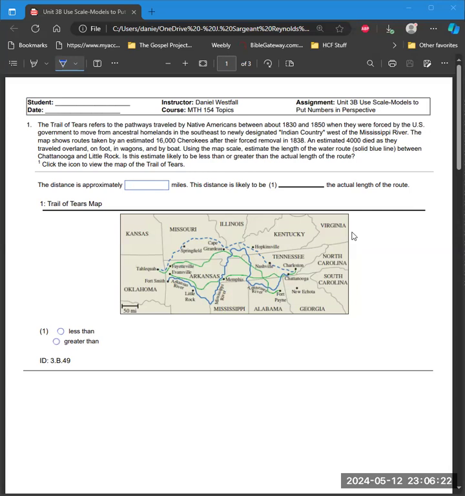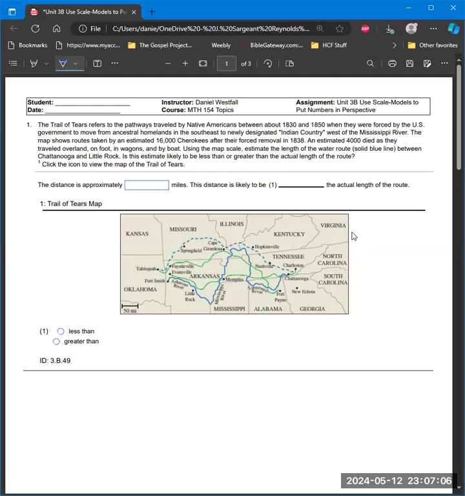Using the map scale, estimate the length of the water route, the solid blue line that's here, between Chattanooga and Little Rock. Is the estimate likely to be less than or greater than the actual length of the route? So we're probably going to estimate less than the actual length of the route because there are so many twists and turns in the river that we can't account for.